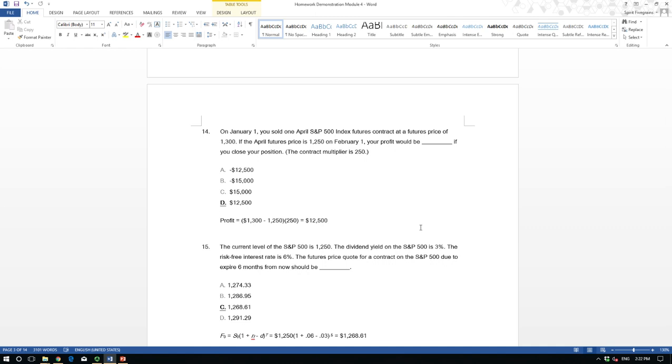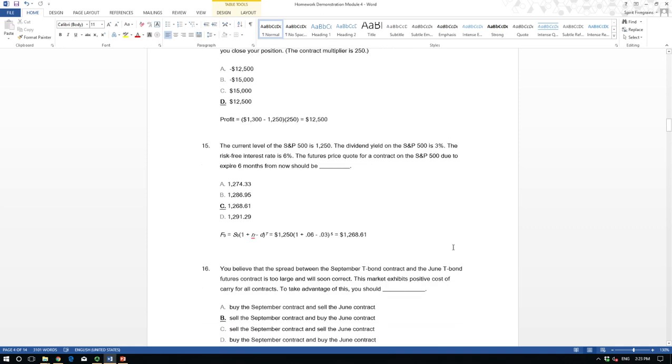Number 14, on January the 1st, you sold 1 April S&P 500 index futures contract at a futures price of 1300, and if the futures price is 1250 on February the 1st, your profit would be what if you close your position? You take a short position, right? Betting that the price will decline, and actually it did happen, right? How much? 50. The difference is 50, and 50 times the multiplier gives you 12,500. So D is the best answer.